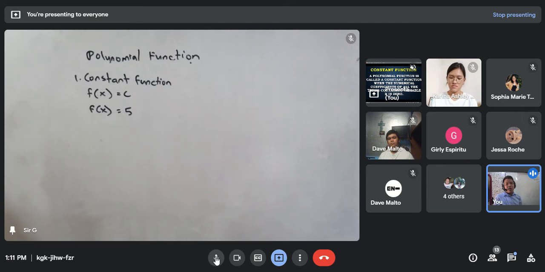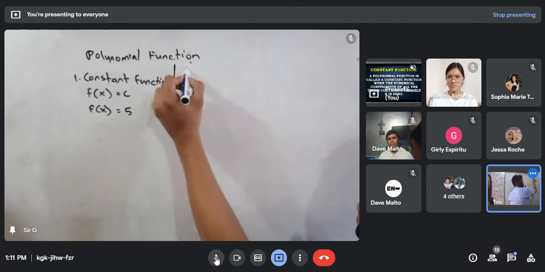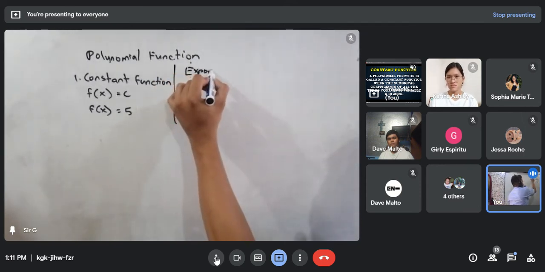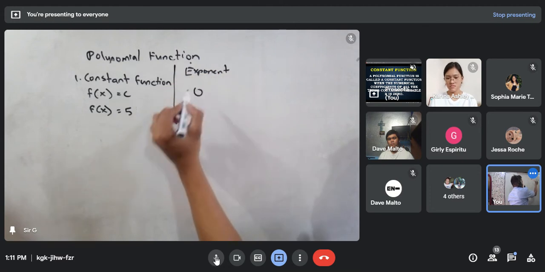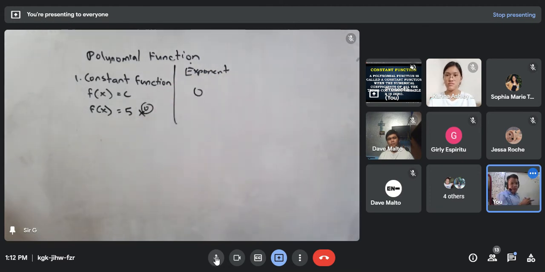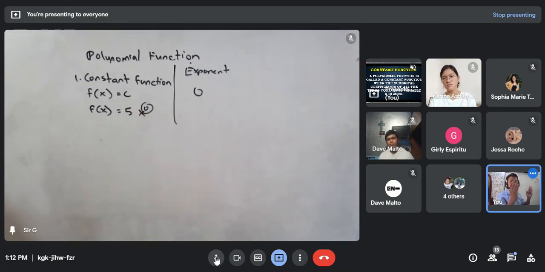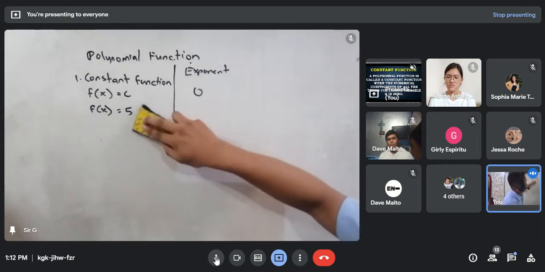Basta tandaan ninyo, kapag constant function, yung exponent niya or yung degree is equal to 0. Kasi may x raised to 0 yan, yung exponent niya is 0. Kasi kailangan natin na may variable. Sir, di ba dapat 1? Kasi yung 5 raised to 1 yan. Again po, make sure na meron po siyang tinatawag na variable. Dapat merong letter. May invisible na x diyan raised to 0. Okay, so the exponent is 0.